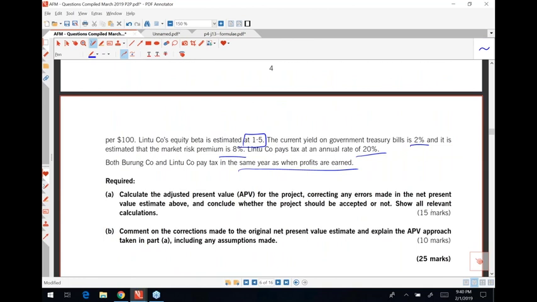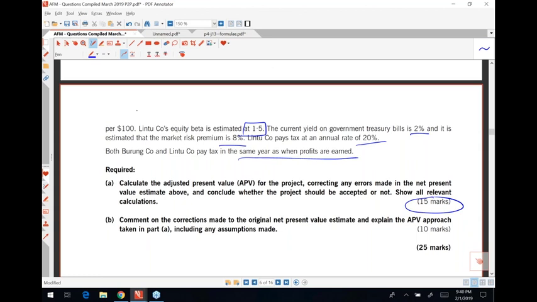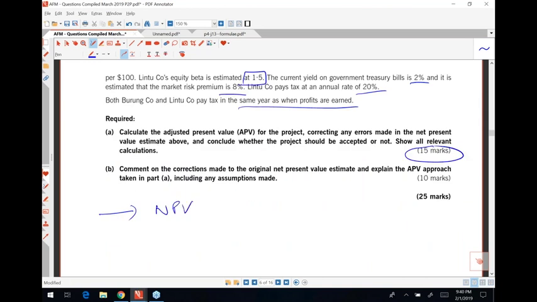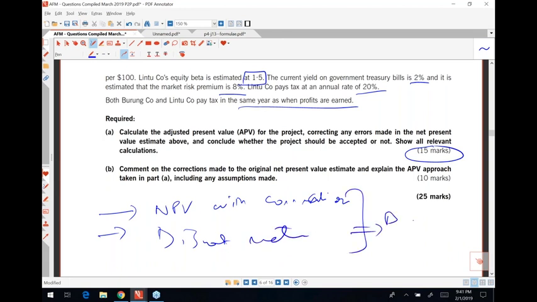Now, it's a 15 mark requirement, and you need to handle it tactfully. How would you handle it tactfully? The approach you should adopt is to go one by one. One of the requirements in this question is to calculate the NPV with corrections. The other is to calculate the relevant discount rate. So we get the base case NPV.